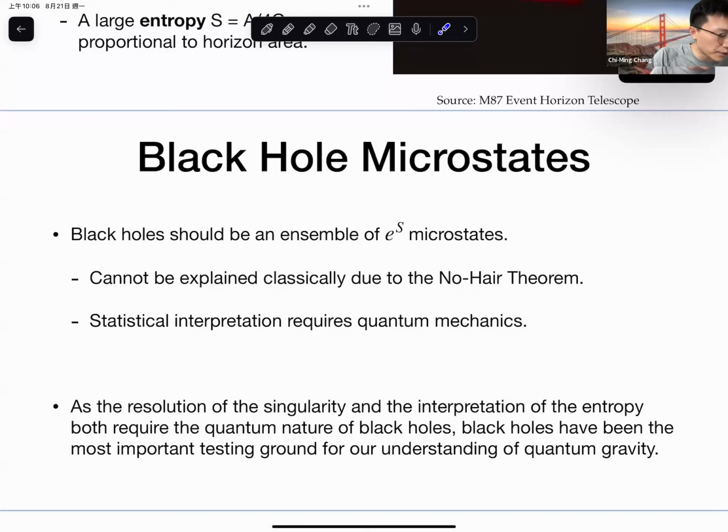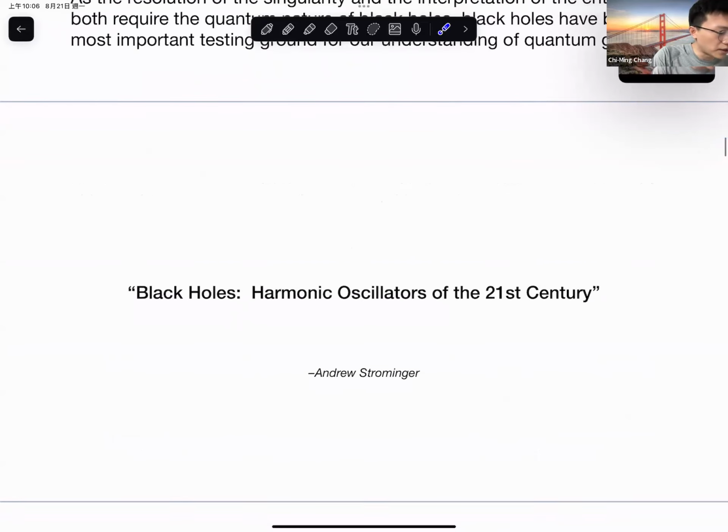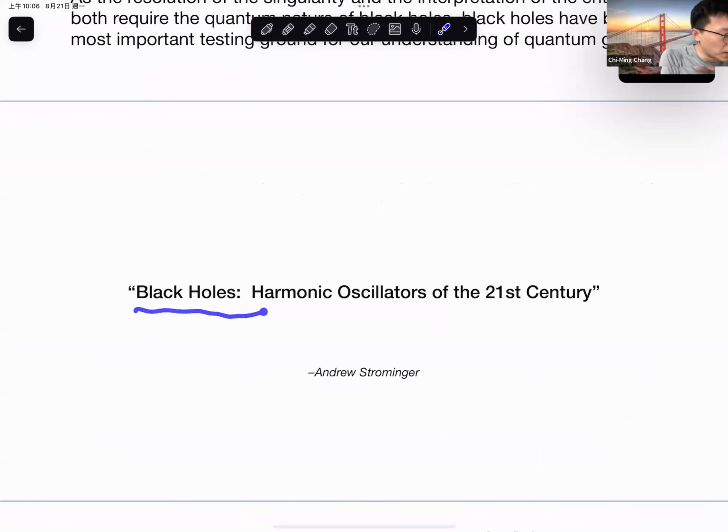Because of these properties, Andy Strominger said these very famous words, which I think you may have already heard: that the black hole is the harmonic oscillator of the 21st century. We know that the harmonic oscillator plays a very important role in the development of classical mechanics, quantum mechanics, and also quantum field theory. So we expect that black holes will play the same role in the development of quantum gravity in the 21st century. Okay.